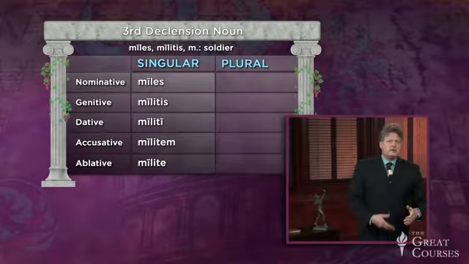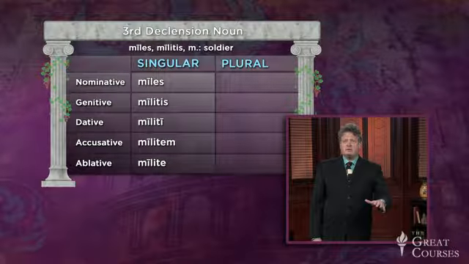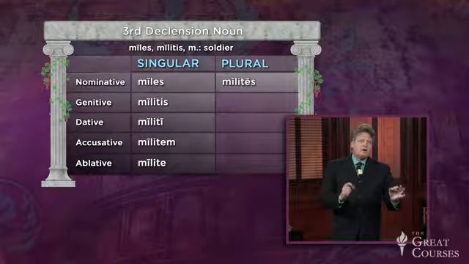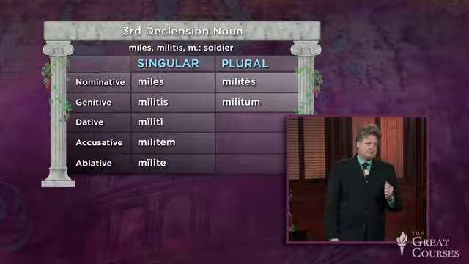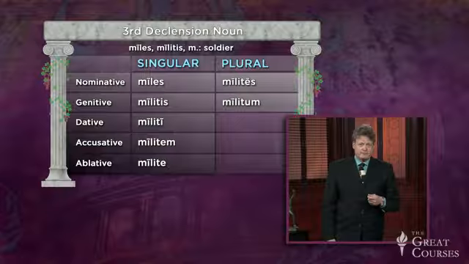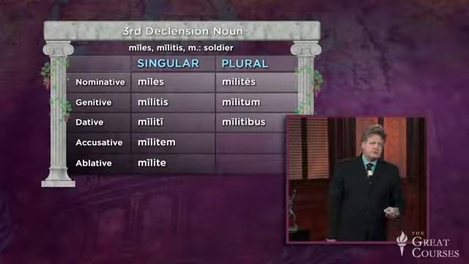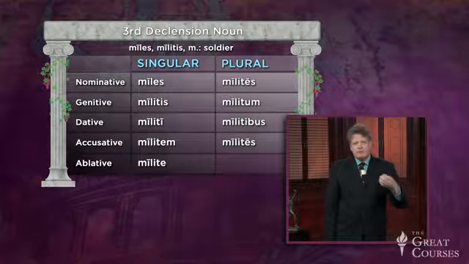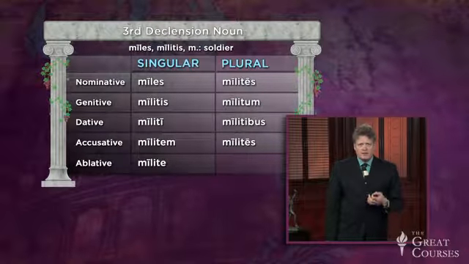So much for the singular. Let's take a look at the plural. Nominative, the soldiers verb. Milites. Genitive, of the soldiers. Militum. Dative, to or for the soldiers. Militibus. Accusative, verb the soldiers. Milites. And ablative, by, with, or from the soldiers. Militibus.